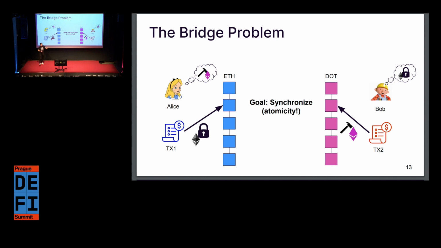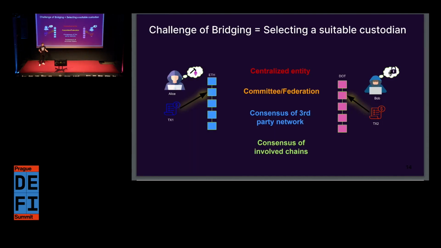contracts. So if Alice wants to mint some wrapped ETH on Polkadot, she locks the Ethereum, and Bob, who might be the recipient of the Ethereum on Polkadot, then wants to make sure that the ETH is actually locked. And we need to synchronize these things. The way to do this is picking a suitable custodian or centralized party to coordinate.